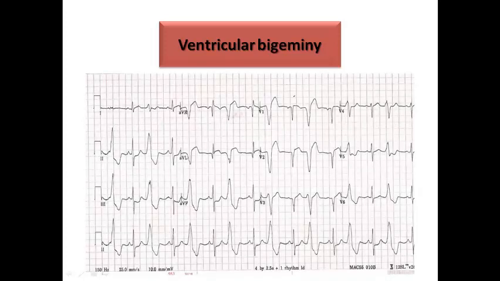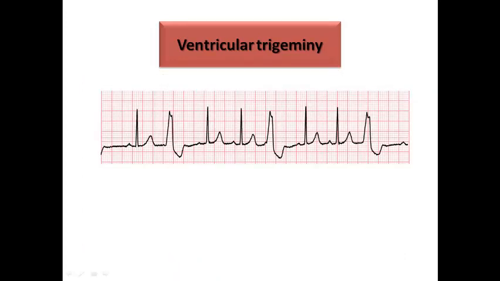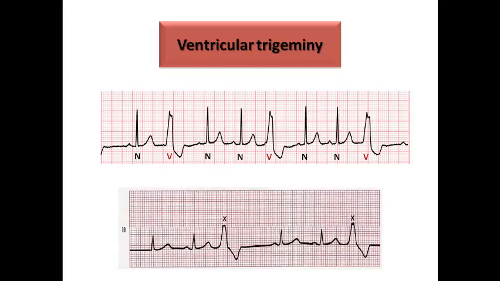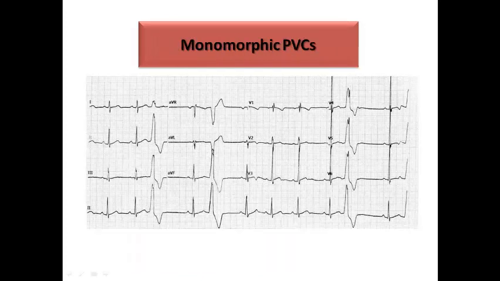Here, for example, is another example of ventricular bigeminy, in which each second beat is a PVC. Then we have another example, ventricular trigeminy, in which each third beat is a ventricular ectopic. So we have two sinus beats followed by a ventricular ectopic, the same as we explained in the atrial trigeminy. Of course, we have many more terminologies related to PVCs that we need to explain here.